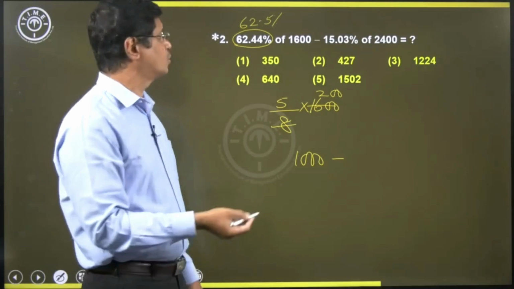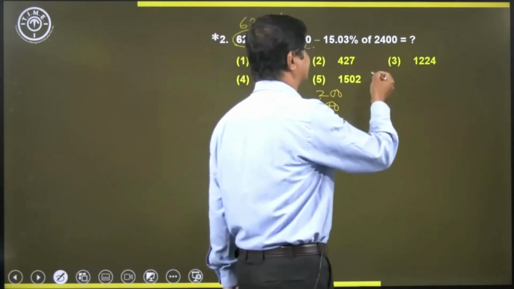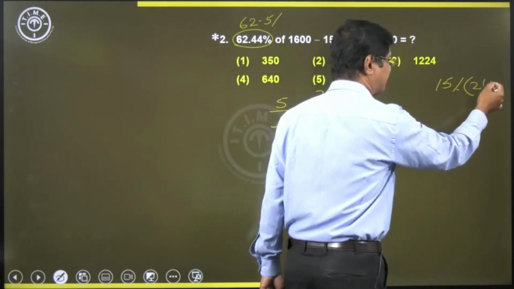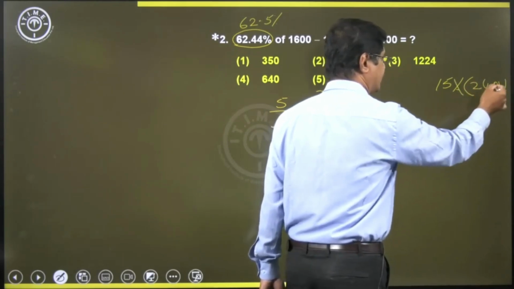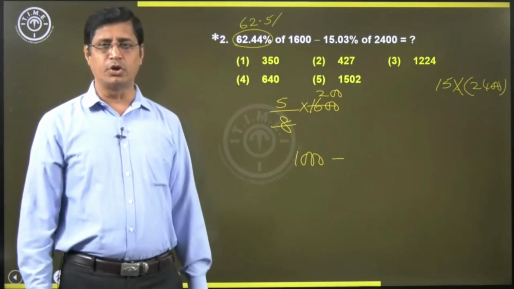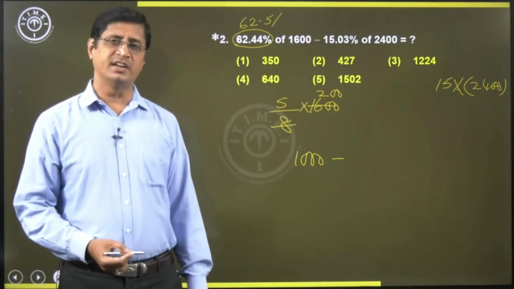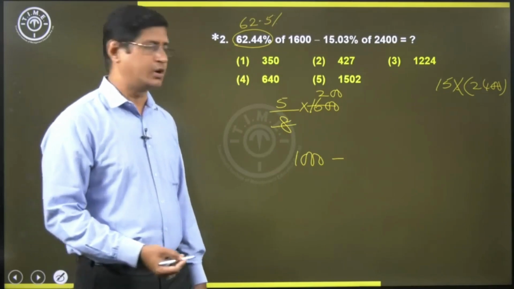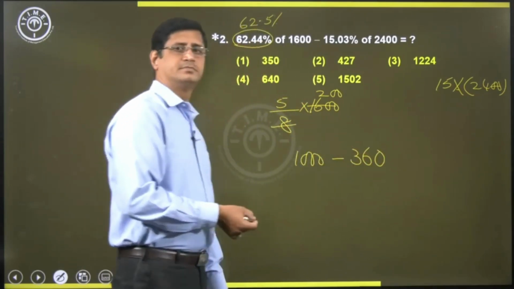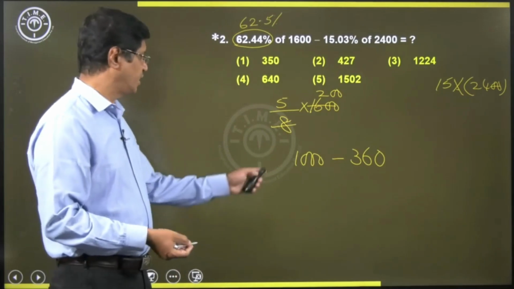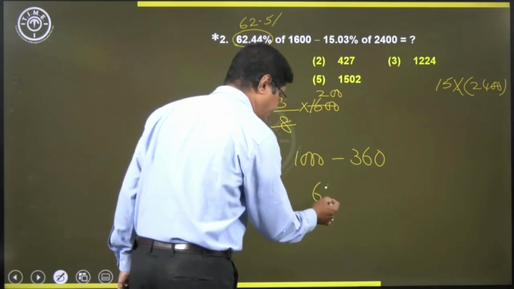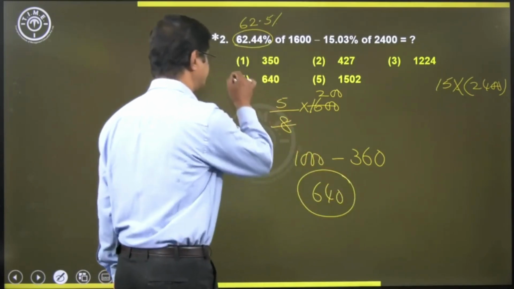15.03% means 15% of 2400. So, 15% of 2400. Zeros and percentage we can cancel. What is next? 15 into 24. 15 means 10 plus 5. 10 times 24 is 240. Half of 240 is 120. Or 240 plus 120 is 360. So 15 times 24 is 360. 1000 minus 360, the value is 640. The right choice is option 4.